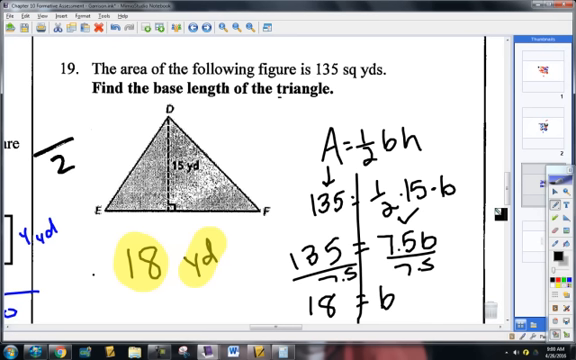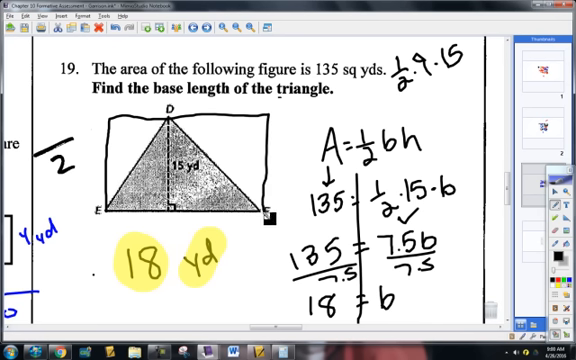And by the way, when you finish this problem, if you got something else, if you got 9, why didn't you take 9 and plug it back in and find the area? You should have done that. 1/2 times 9 times 15. If you had plugged it back in, you would have learned that that is not the answer you need. Now if this were a rectangle, guys, then the base would have been 9.